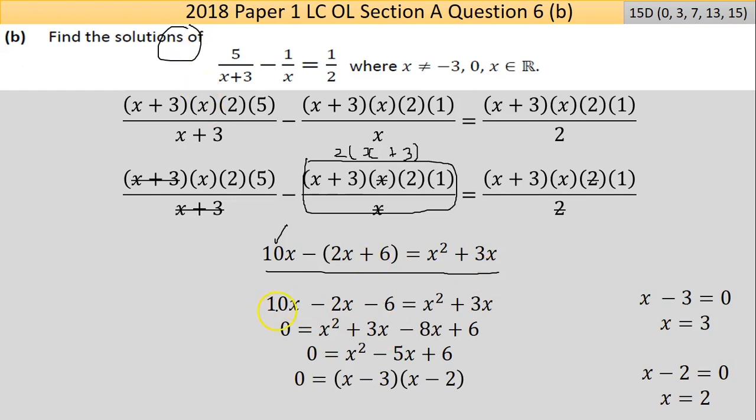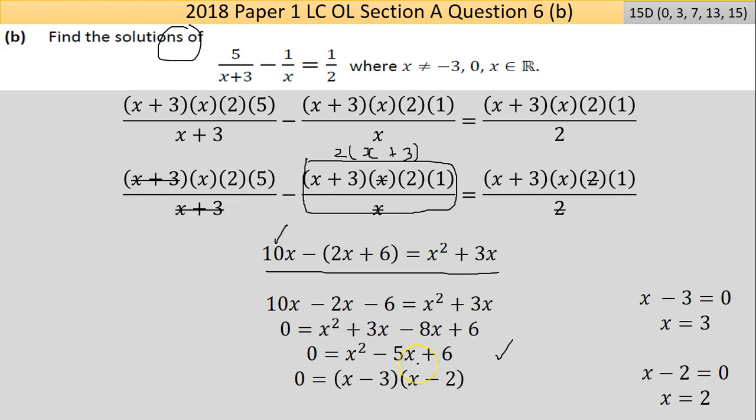So if I bring everything across to one side, I end up with 0 equals x squared. Now, plus 3x minus 8x is the same thing as minus 5x. They can combine together. And nothing changes to 6. So the only thing that can be combined is the x values. Now the last thing, I've written it out in a simplified form. I'm going to have to try to solve that.